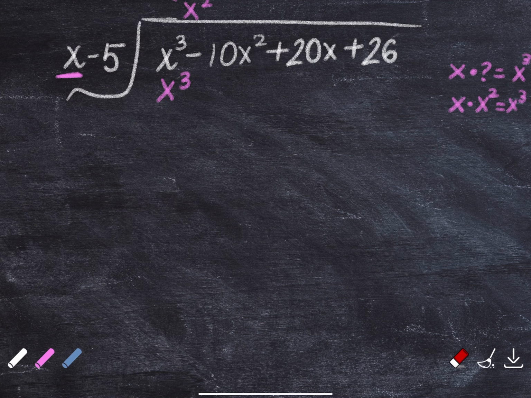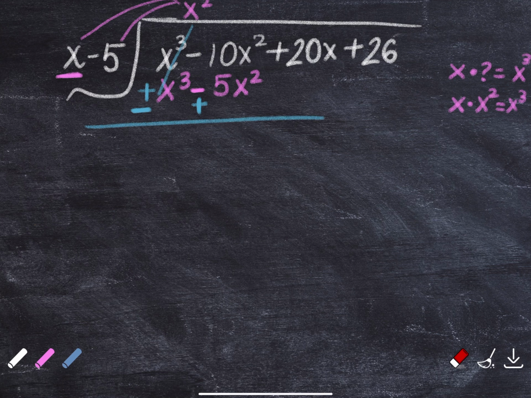Now remember, whatever I multiply this by, I have to multiply this by also. So negative 5 times x squared is negative 5x squared. Remember, changing signs now. This was originally positive, I'll change it to negative. This was a negative, I'll change it to positive, the new signs. So now, because of the new signs, x cubed minus x cubed is 0. So that is gone. Now negative 10x squared and 5x squared will be negative 5x squared. This is the time to have the 20x come down, positive 20x.